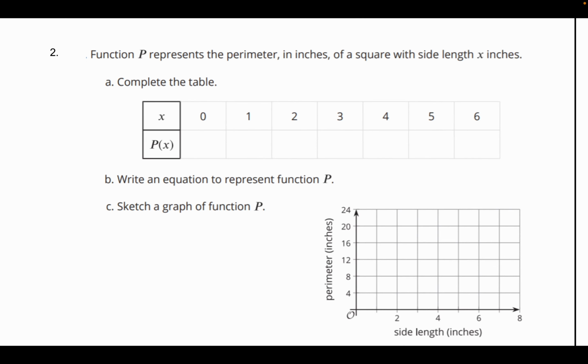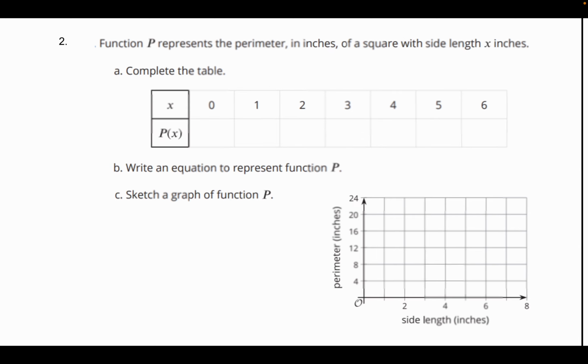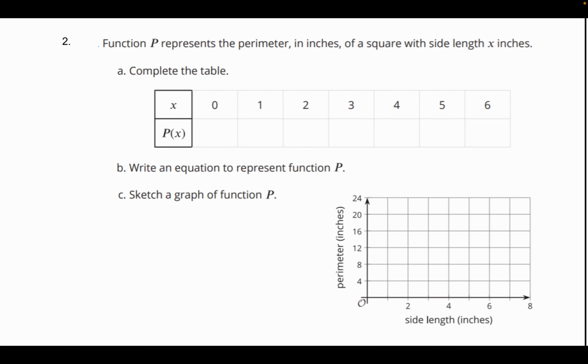All right, let's move on to question 2. This gives us a function, P, and that represents the perimeter of a square when the side length is x. So we're going to complete this table. Now I know a square has 4 sides, and a square actually has 4 equal sides. So each of these would be x units long, which means I can either add those all together, or I can say that I can multiply it by 4.